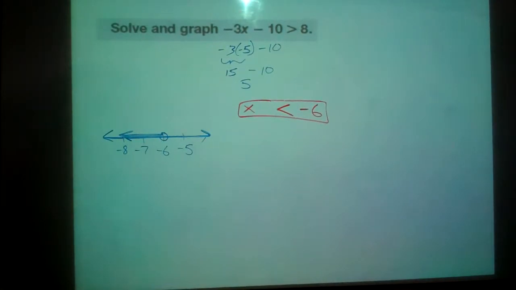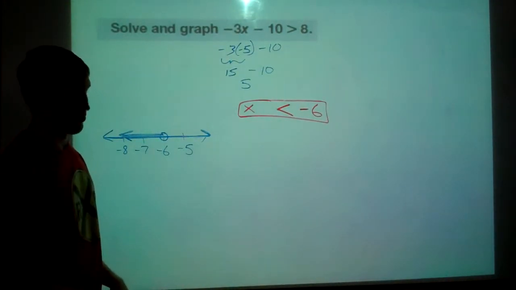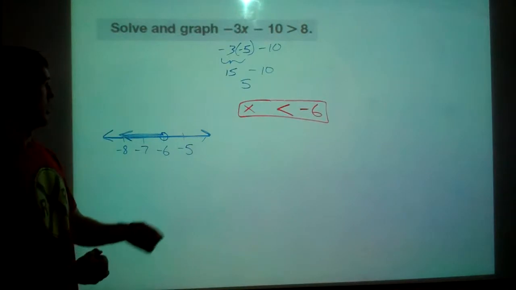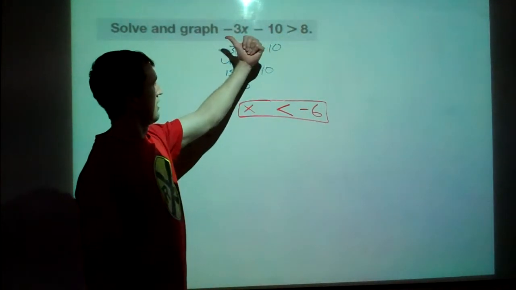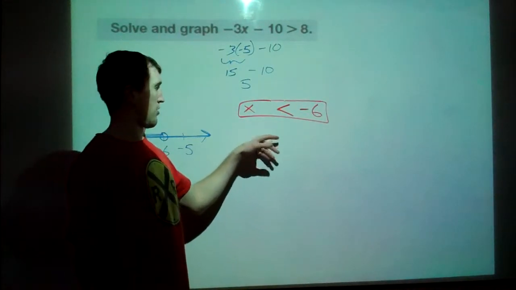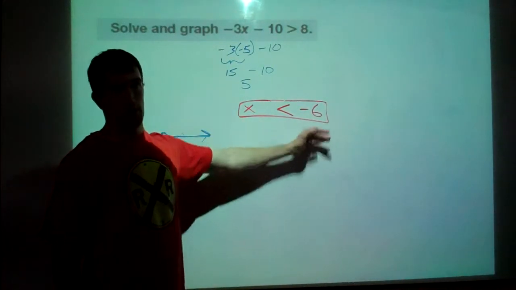Alright? So, main idea for this. If you multiply or divide by a negative number, you have to flip that sign around. Notice how it started this way, but once we divided by that negative number, it flipped to the different direction.